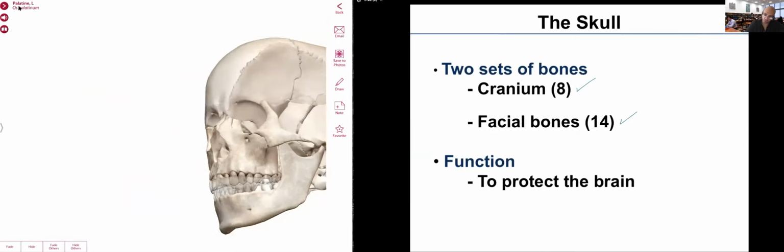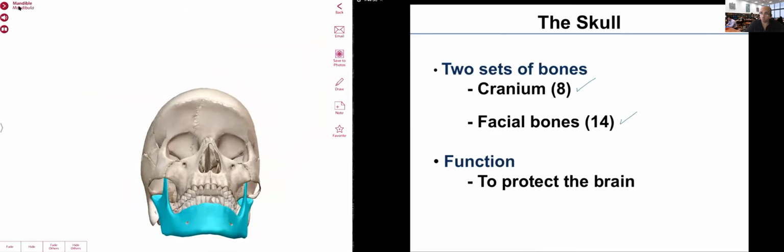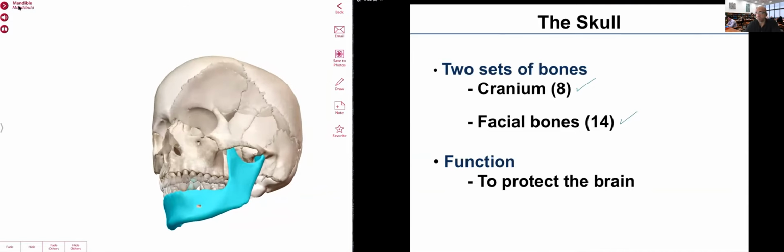Any questions? So in this textbook, it seems that they are considering the mandible as a single bone, although it's originally formed of two bones that got fused together. All right, this completes our 14 facial bones. Questions?